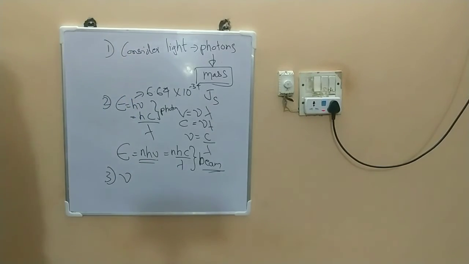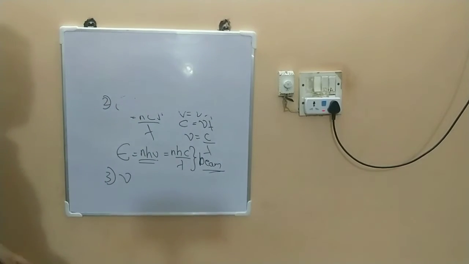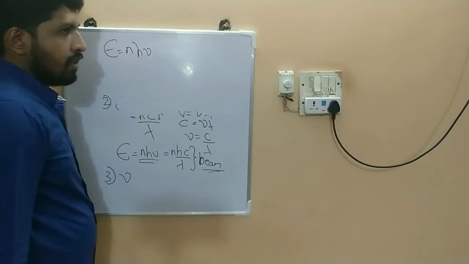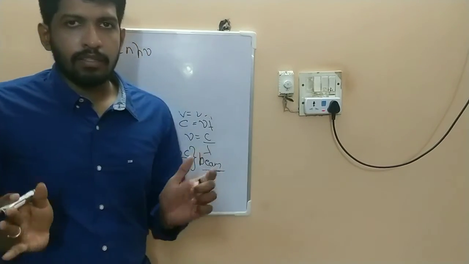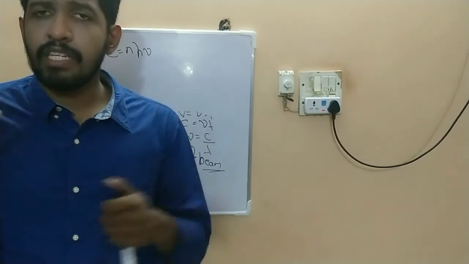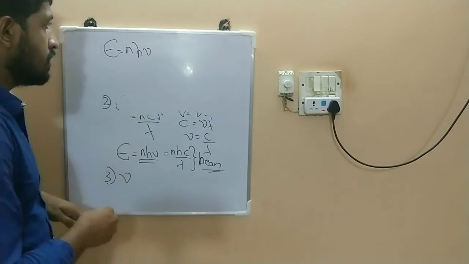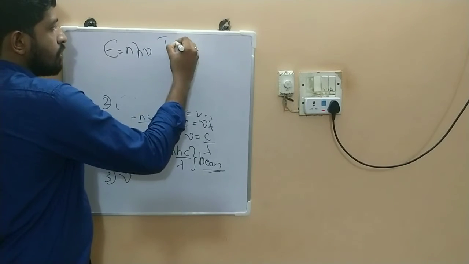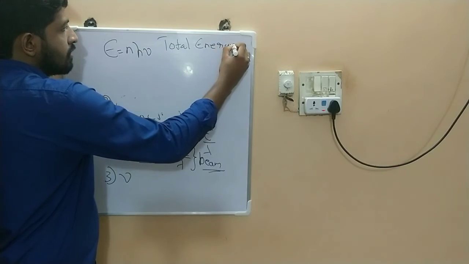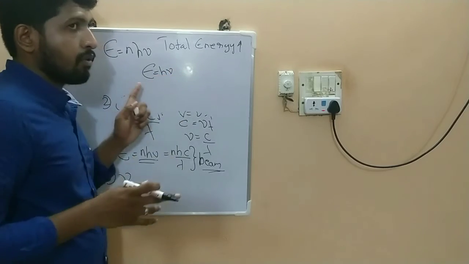And next is the intensity. I have stated earlier that E is equal to n into h nu. Intensity defines the number of photons falling per unit area. When intensity increases, the number of photons also increases. Hence, the total energy of the beam increases. But the energy of the photon remains constant. Energy of a single photon remains constant.